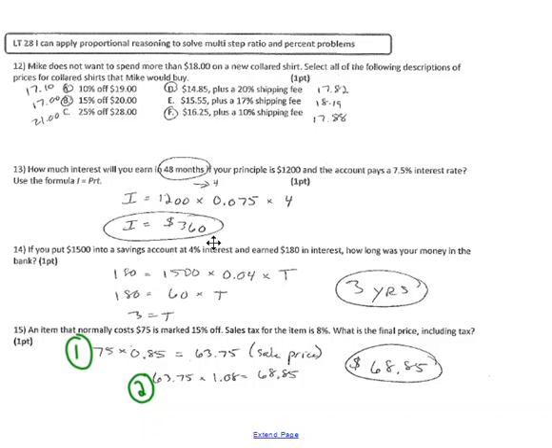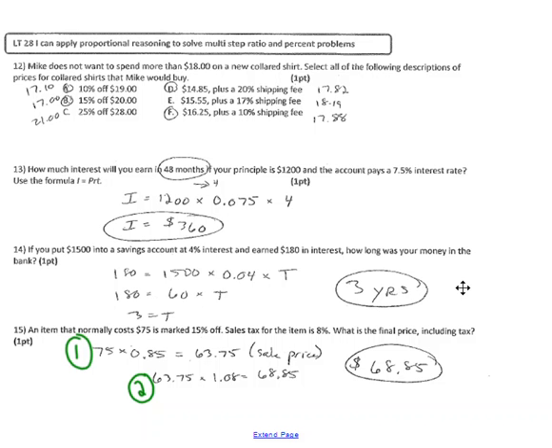Number 14, if you put $1,500 into a savings account at 4% interest and earned $180 in interest, how long was your money in the bank? Well, now it's the same equation, but they give you the interest and they're asking you about the time. So they also gave you the principal. You turn the percent into your decimal, and you want to figure this out. Well, if I multiply these, I get 60 times T equals 180. And I can do some quick division to figure out that this has to be 3. That's the number of years.